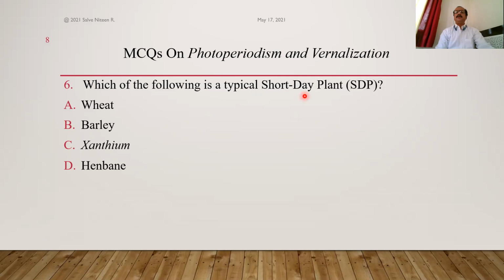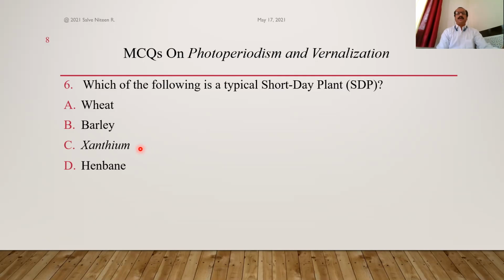Xanthium is called a typical short day plant because it requires only one photoinductive cycle. And what is a photoinductive cycle? If a specific plant gets its proper photoperiod, what it requires: if it is SDP, it requires a short day period; if it is LDP, it requires a long day period. Once that typical photoperiod is given, the effect will be carried forward. That persistent effect is called photoperiodic induction, and photoperiodic induction in a 24-hour cycle constitutes one cycle. So the xanthium plant requires only one photoinductive cycle.